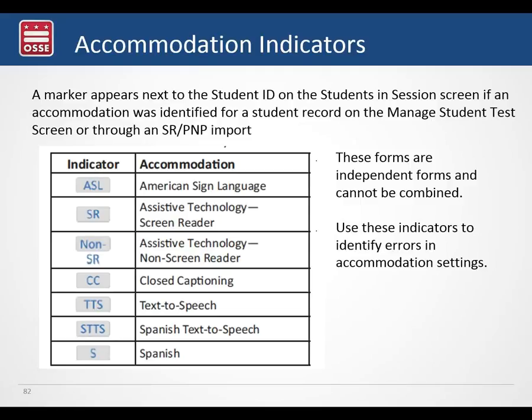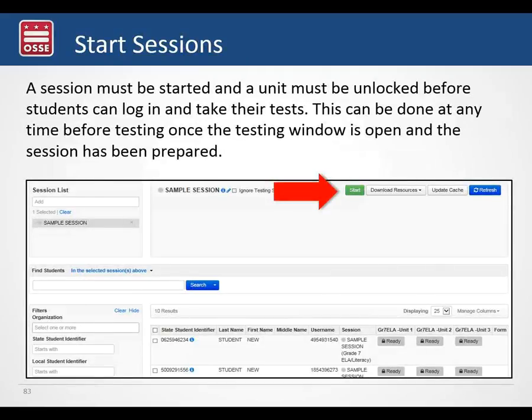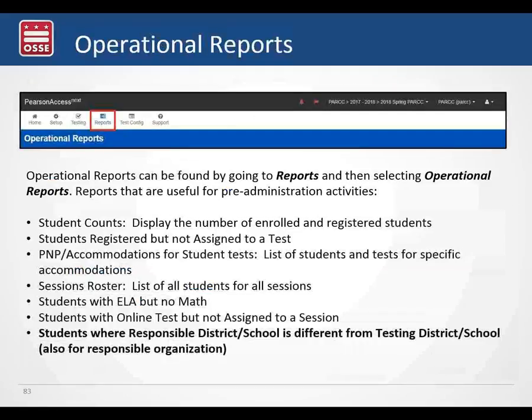So it's a very easy visual indicator to just kind of glance at and make sure, yep. You can go down the list of students that you know need accommodated forms. After the sessions have been prepared, you've looked at your accommodation indicators, you can start your session. And again, that cannot happen until the testing window is open and the session has been prepared.